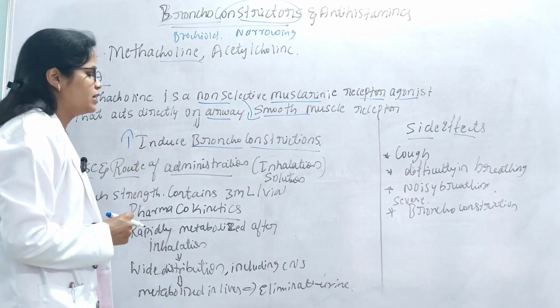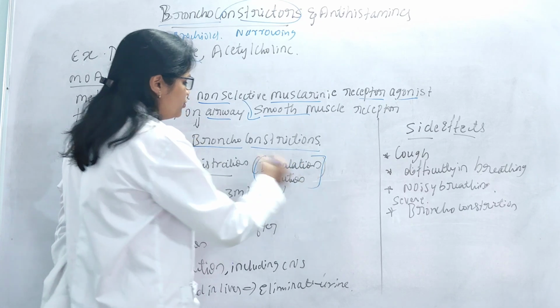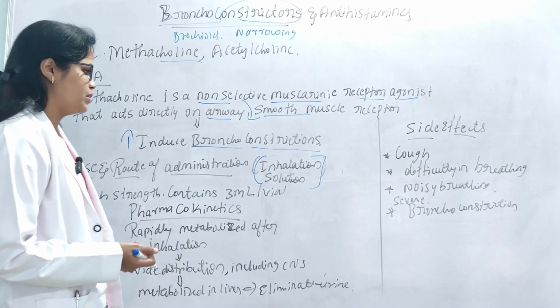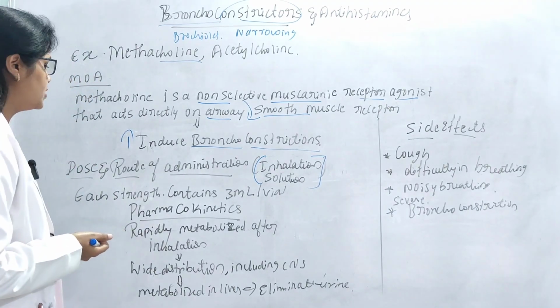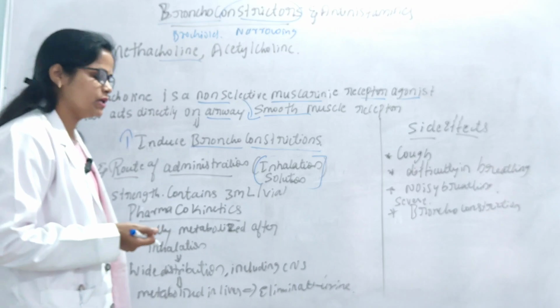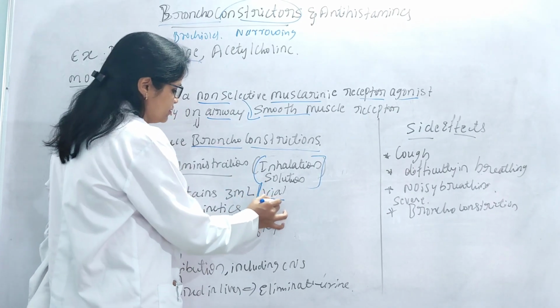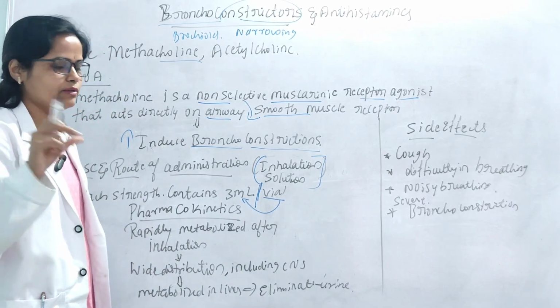Methacholine and acetylcholine are available in the form of a ready-to-use inhalation solution. Each strength contains 3 ml per vial. It is available in the form of a vial that contains 3 ml.